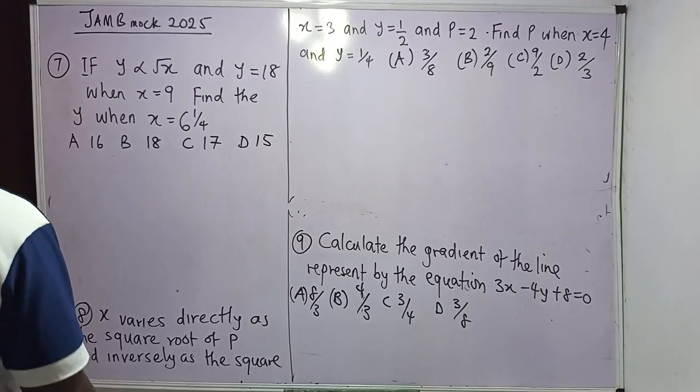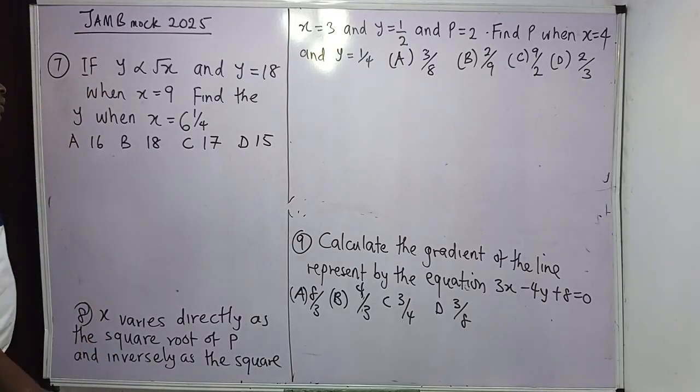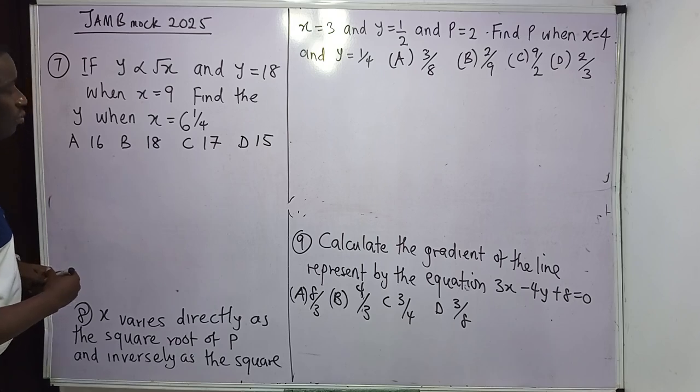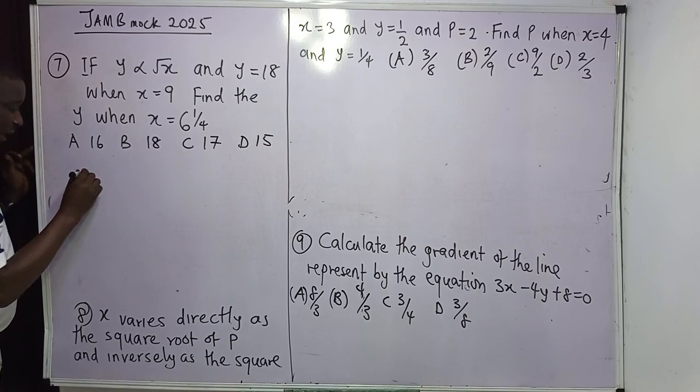Hello guys, let's enter question 7 now. It says if y equals square root of x, this is under variation, and y equals 18 when x equals 9. Find y when x equals 6 whole number 1 over 4. They have already interpreted it for us.